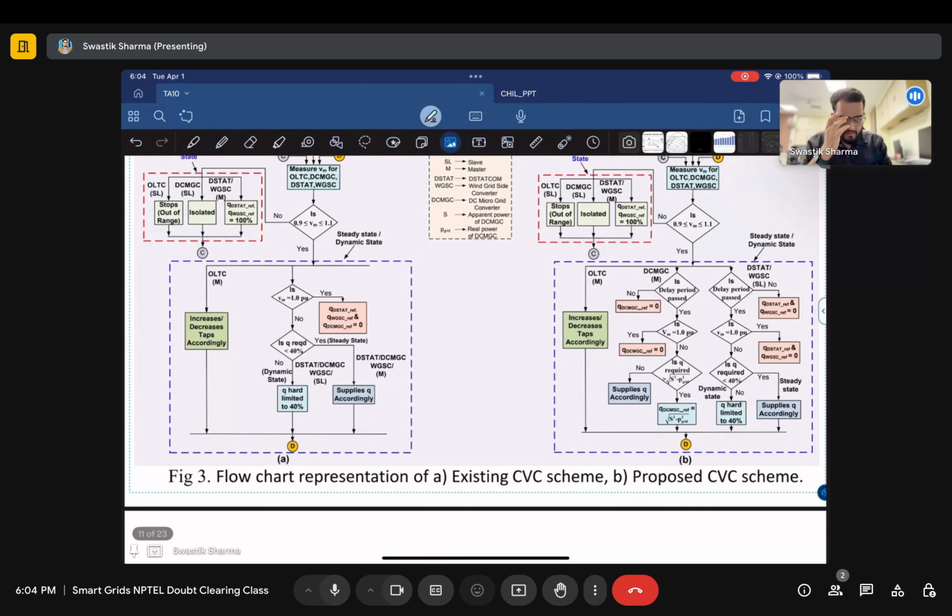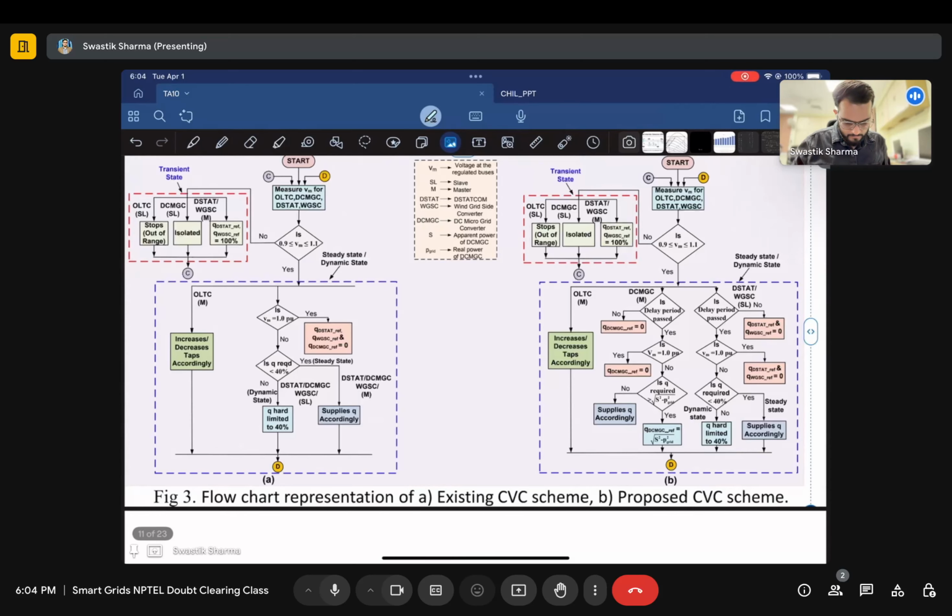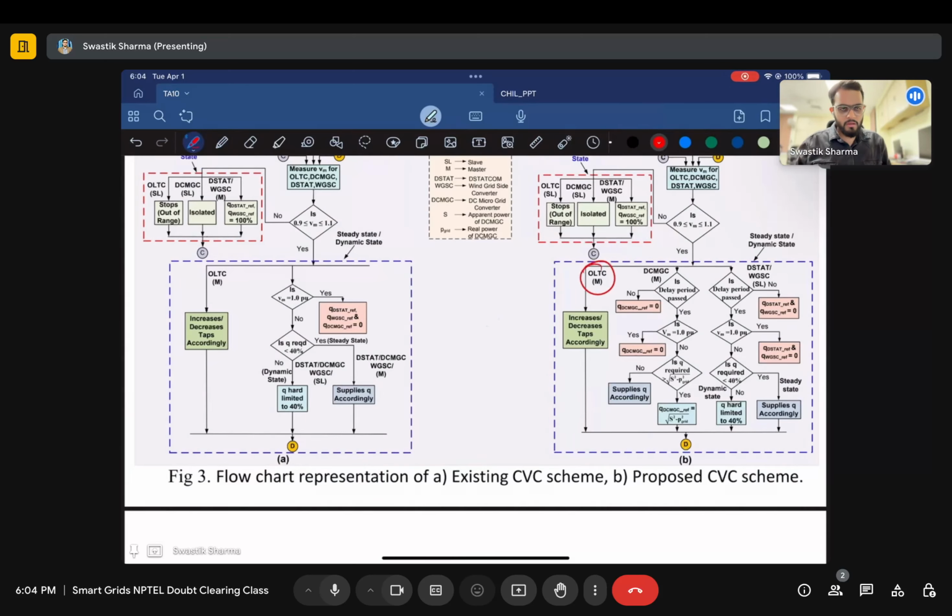So what this time delay is, because the OLTC first behaves in a master mode of operation, sorry, it will control, it can increase or decrease its taps. So if it does, you have to check if a certain time has passed and that command of the increase or decrease of the tap has been issued. If the delay period has not passed, you don't do anything. Your DC microgrid converter's reference of the reactive power is set at 0. Similarly, your DStat or WGSC converter reference reactive power is set at 0.